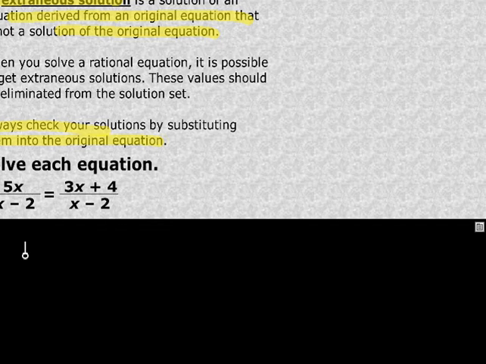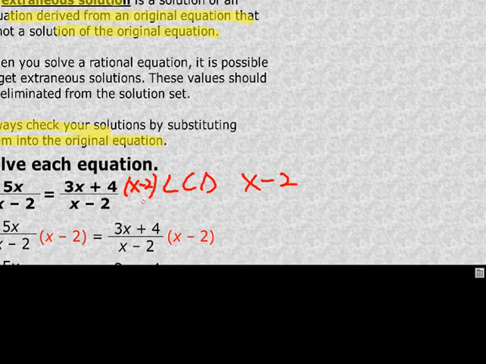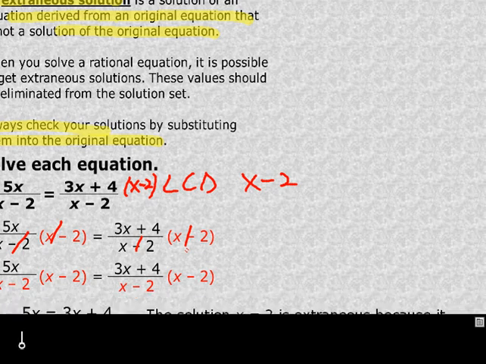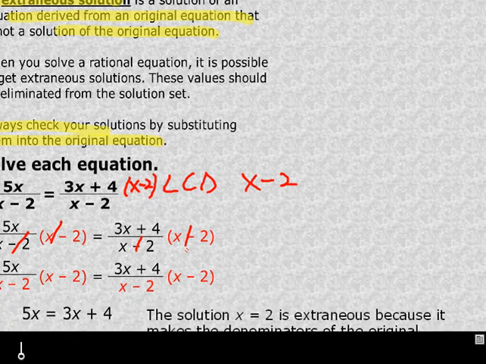So remember, we find our LCD. The only denominator we have, the only factor, is x minus 2. So that is our LCD, and we're going to multiply every term by it. Notice that causes these to cancel out. Since we multiplied the whole equation by that expression, it doesn't change the value. That leaves us with just 5x equals 3x plus 4.